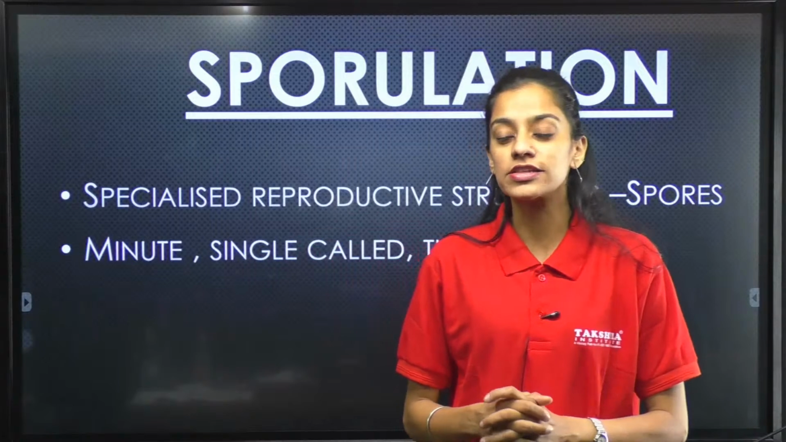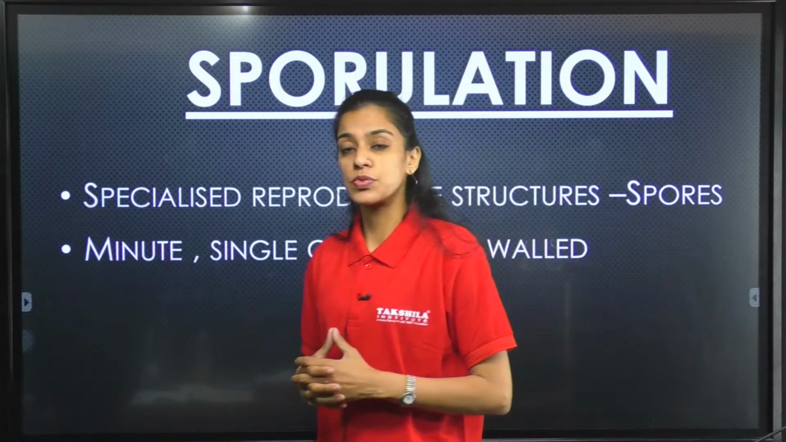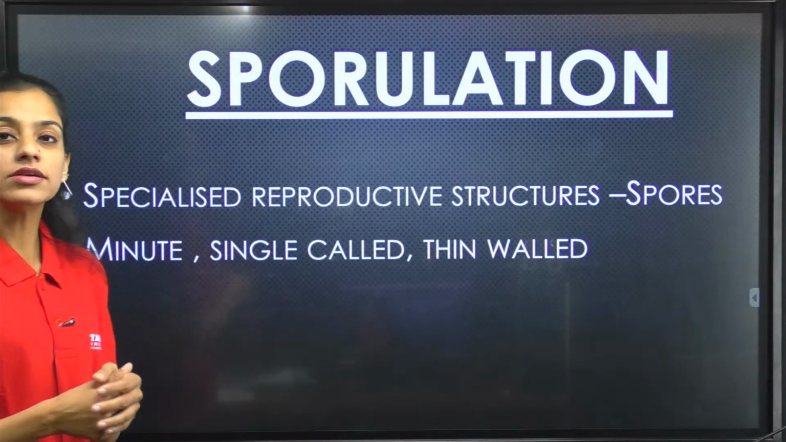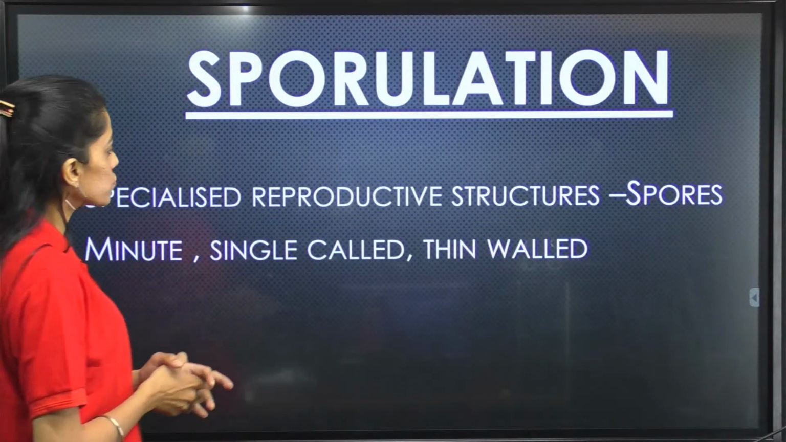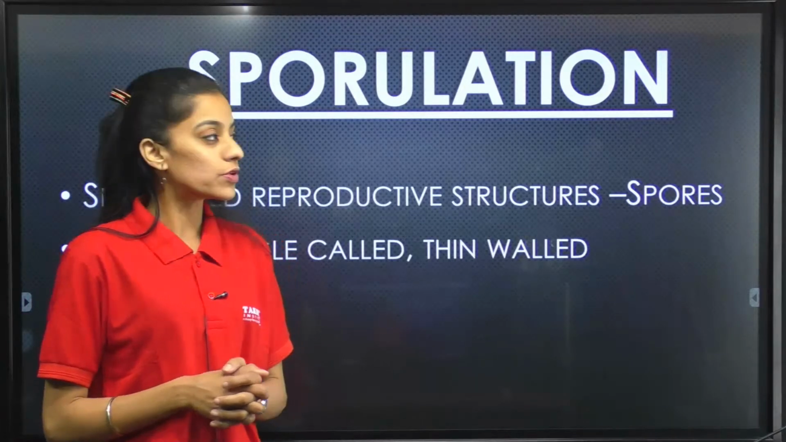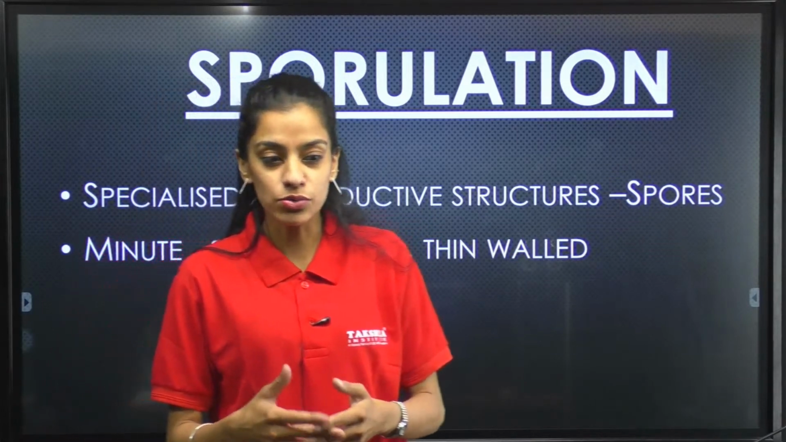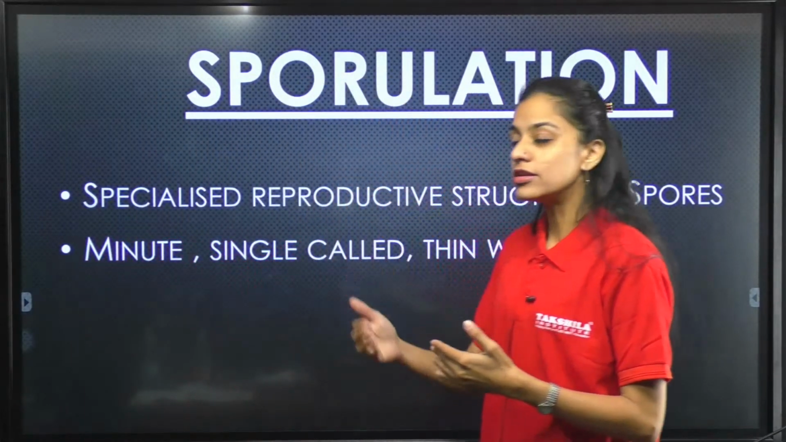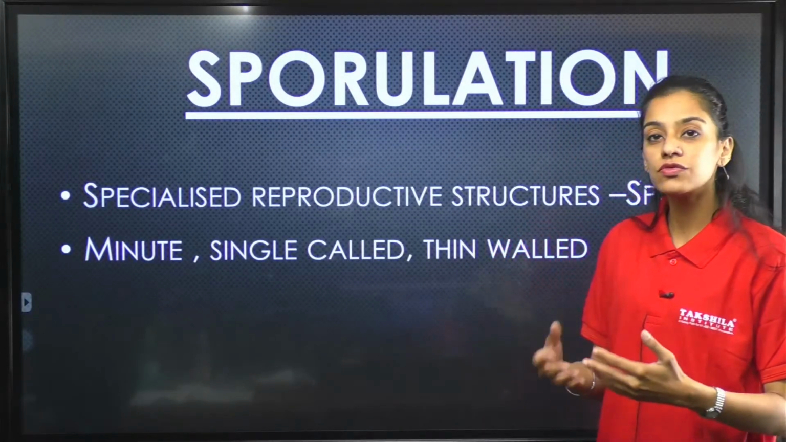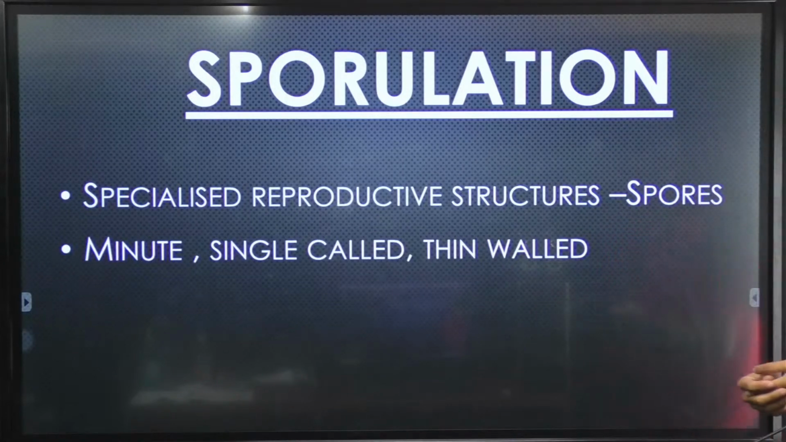Sporulation means something related to spores. We have spores generated during unfavorable conditions and also during favorable conditions. Sporulation involves specialized reproductive structures, and those reproductive structures are referred to as spores. Depending upon the lifespan they have, different kinds of spores in different organisms perform different functions and act differently. They can be under favorable conditions or under unfavorable conditions.